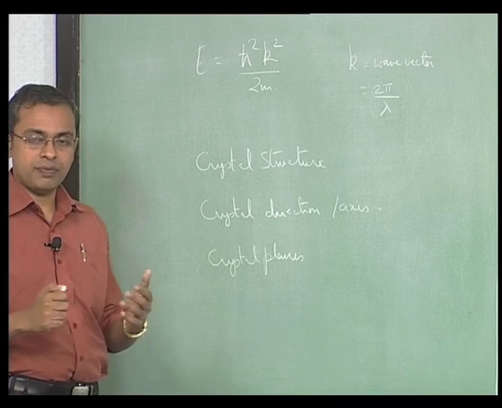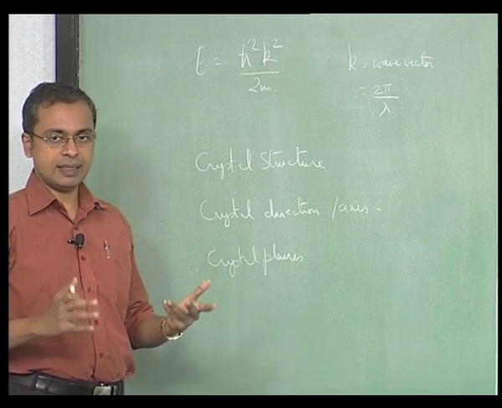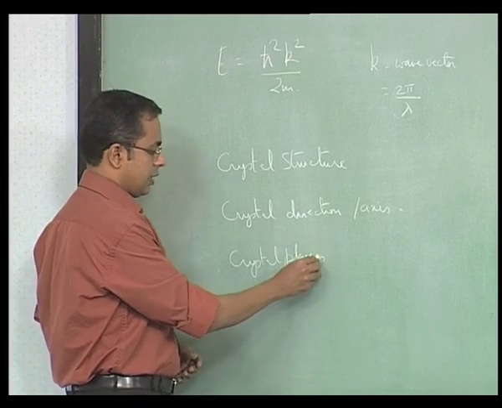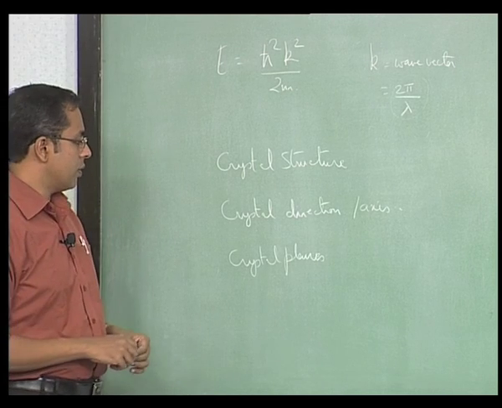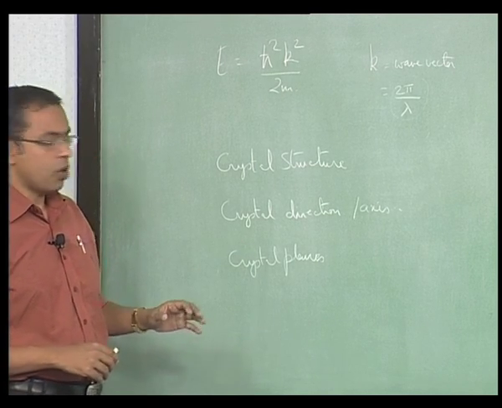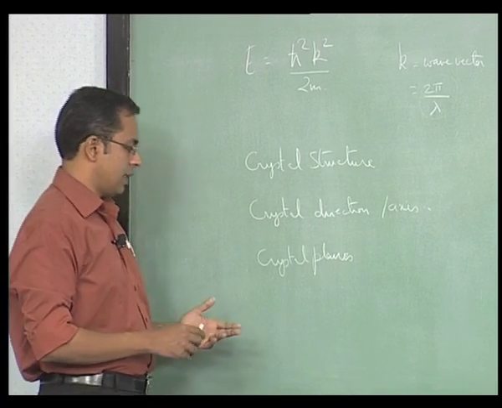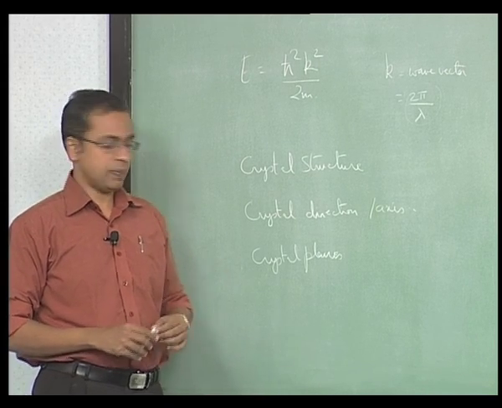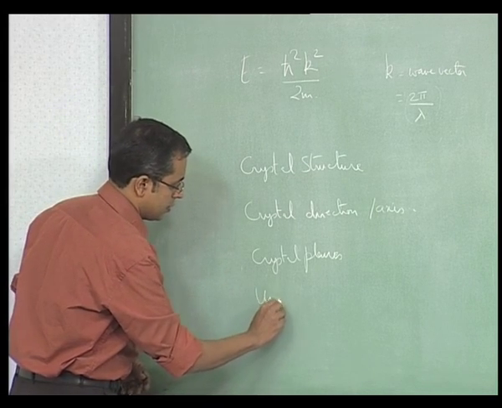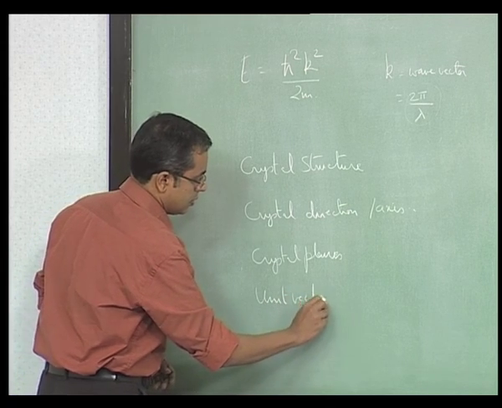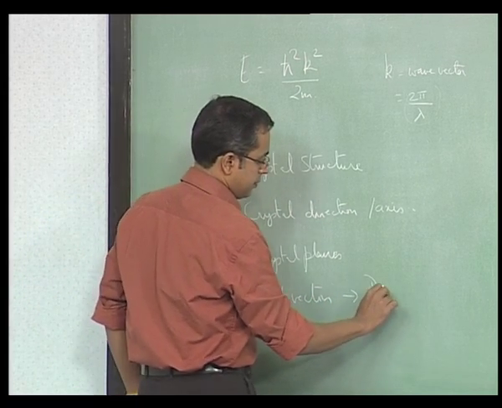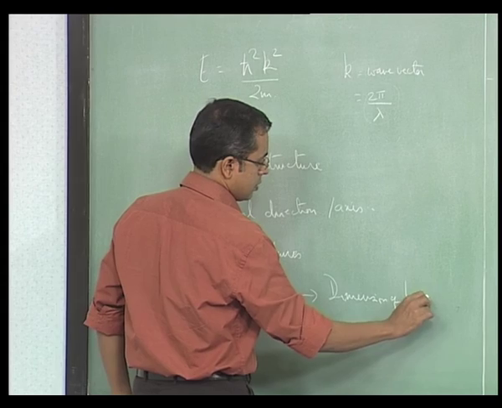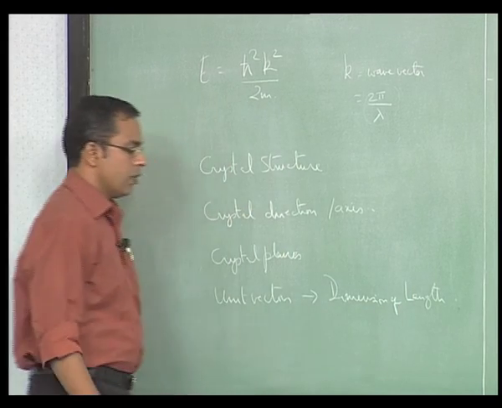There are conventions based on which we designate the directions and planes, and on that basis you can have a lot of the crystal structures that we have in the books. Okay. Normally these are in dimensions of length. We define unit vectors with respect to the crystal axes, in dimensions of length. Okay, so this is how it is done.